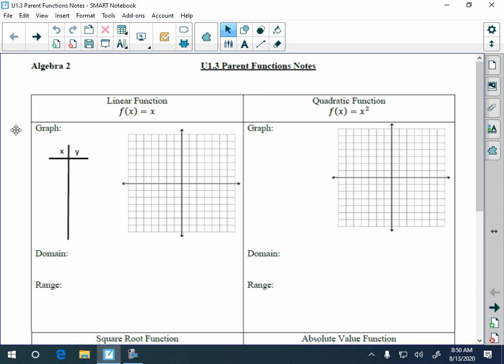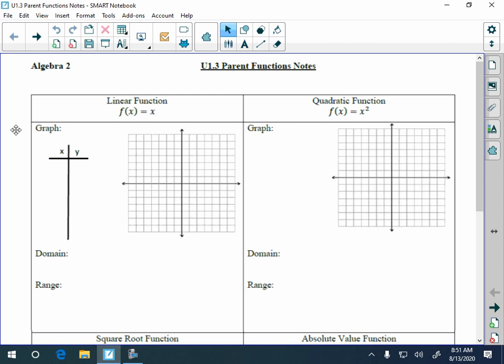There's a total of 8 functions, I believe, that we're going to be looking at. 6 of them we're going to concentrate on today. I'm going to show you the other 2 real quick, and then we have a whole unit on these other 2 functions, the last 2 that we're going to talk about.